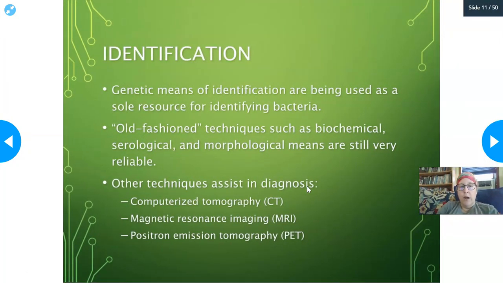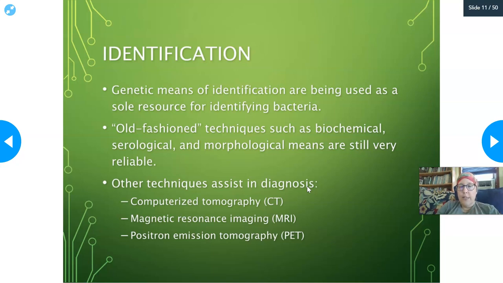Okay, so genetic means of identification are being used increasingly as a sole resource for identifying bacteria. You have a lab on that whole process, which I thought was really cool, that I found that and that they have this set up for you guys.